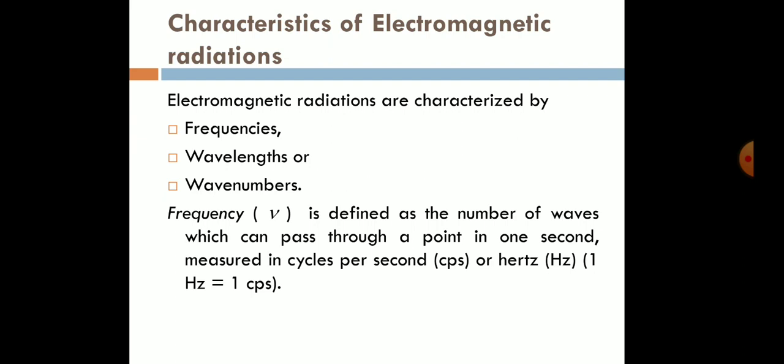The first parameter is frequency. It is denoted by the symbol nu and it is defined as the number of waves which can pass through a point in 1 second. It is measured in cycles per second or hertz.